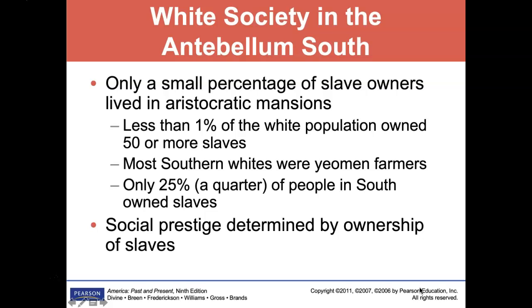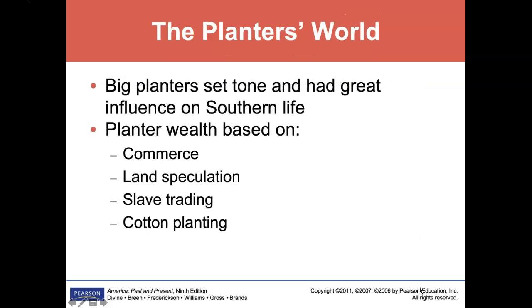So only a small percentage of slave owners lived in aristocratic mansions. In fact, less than 1% of the white population owned 50 or more slaves. So I think it's really important to dispel any fiction. When you think about the pre-Civil War South, we often think that everyone must have lived in a beautiful white mansion with wraparound porches and large plantations, but that's clearly not the case here. Most Southern whites were yeoman farmers, and only 25%, a quarter of people in the South, owned slaves at all. So the social prestige of slavery was determined by ownership of slaves as well. There was something to be said about the social strata and elevation of status with slave ownership too.